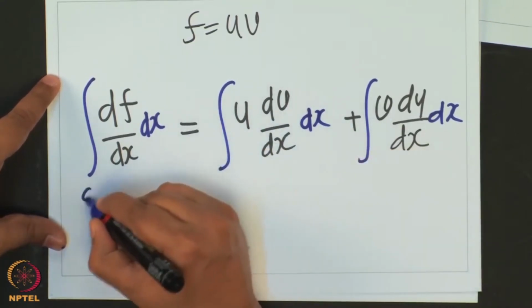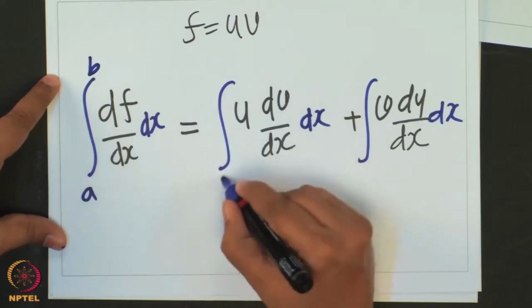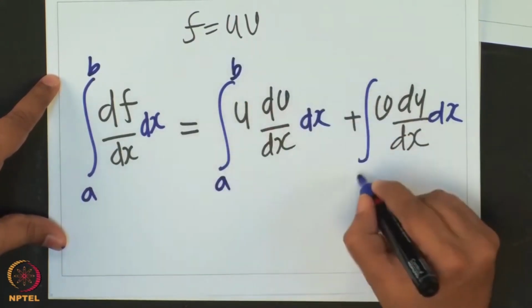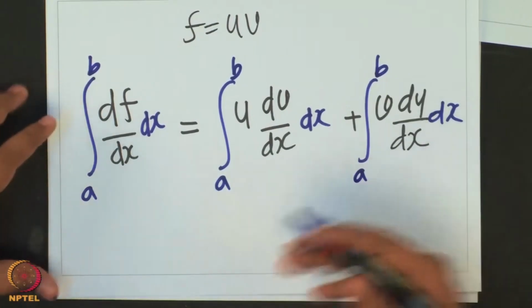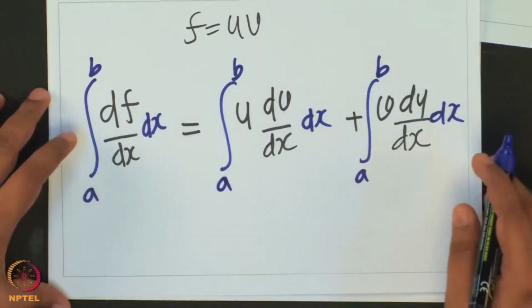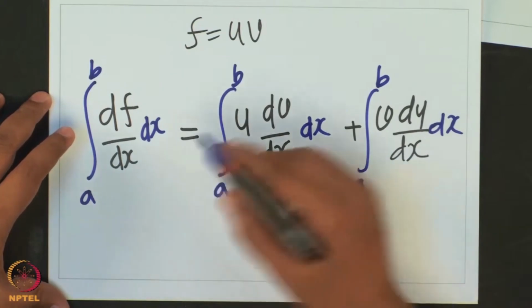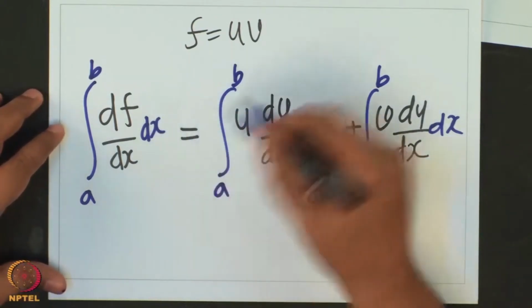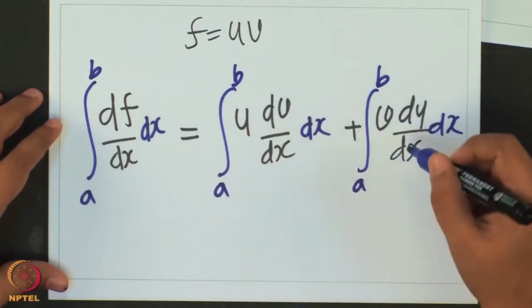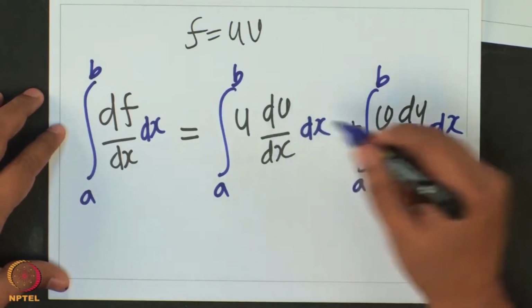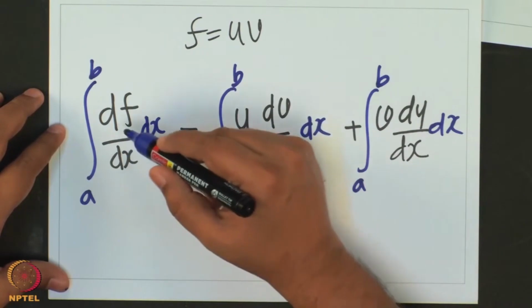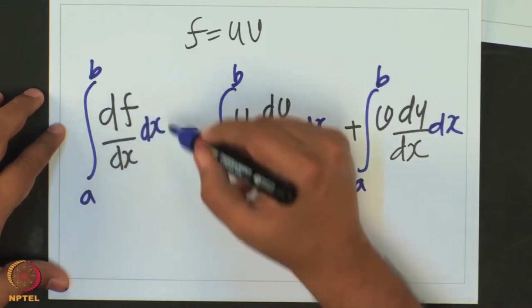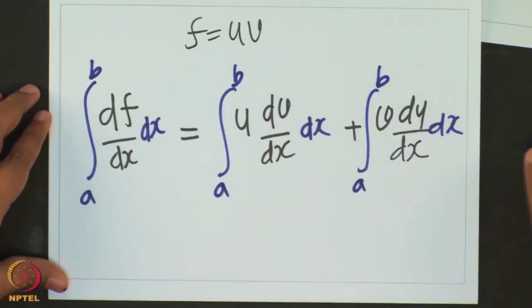And let us say we want to find the integral from a to b, some limit a to b. Physical problems will always have appropriate limits, so we will look at this example with a limit. So we have the integral from a to b of v du by dx, the integral from a to b of u dv by dx, and the integral from a to b of df by dx. These are the terms, and this one we know.